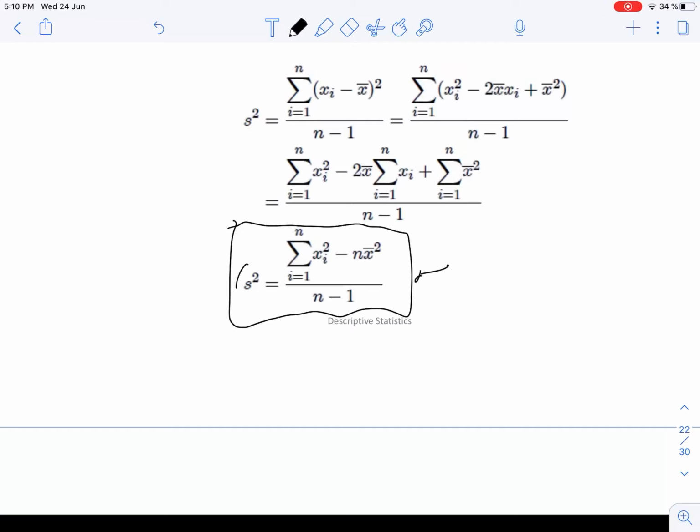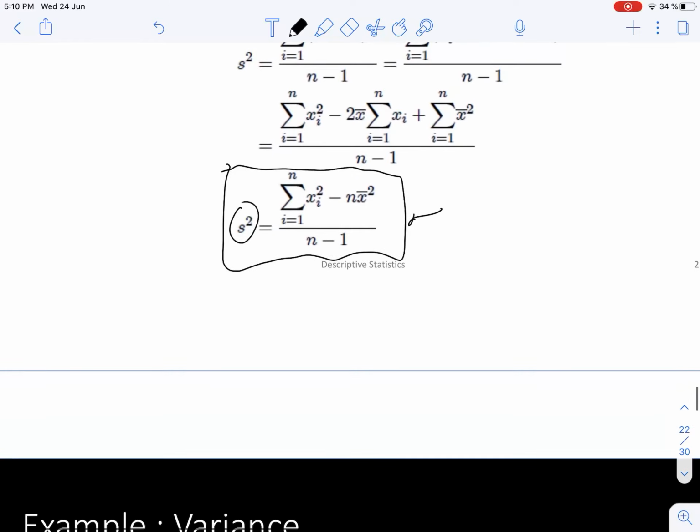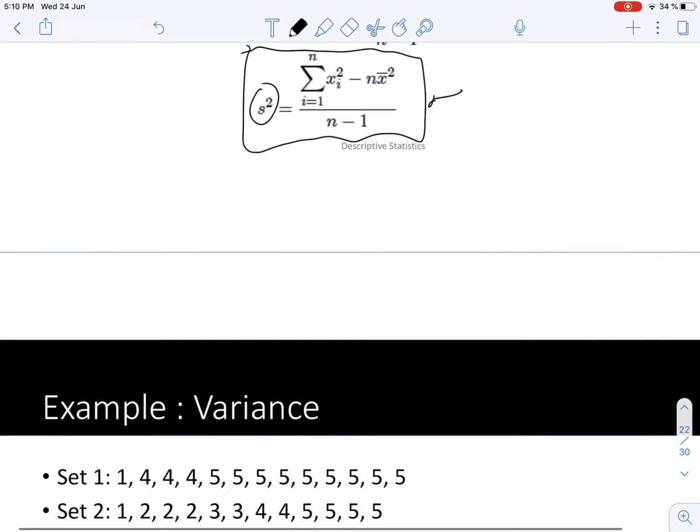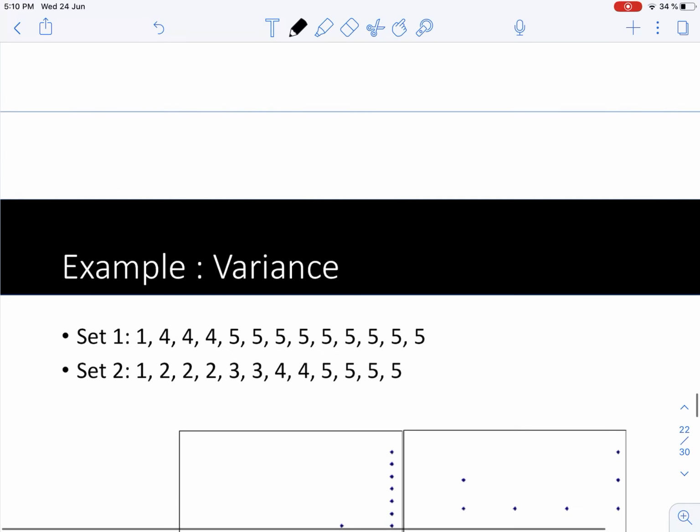So instead of sample variance, if you want to find population variance, you change the notation. Instead of s squared you will use mu, and instead of n minus 1 you will divide over n, right? Same thing as in the previous equation.